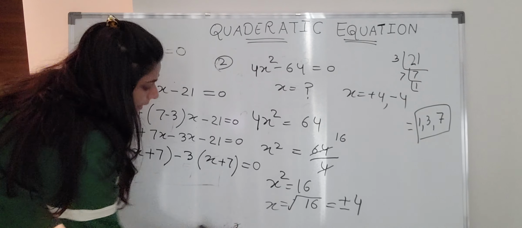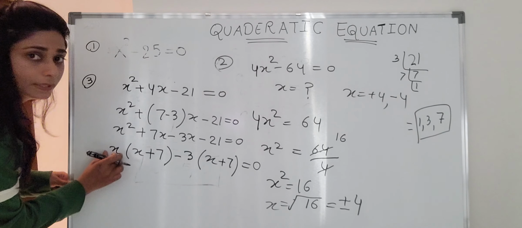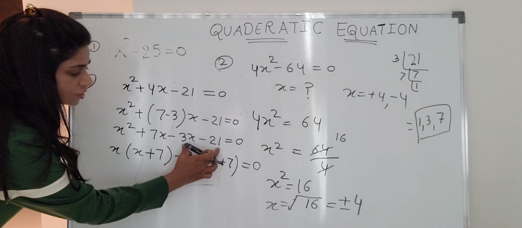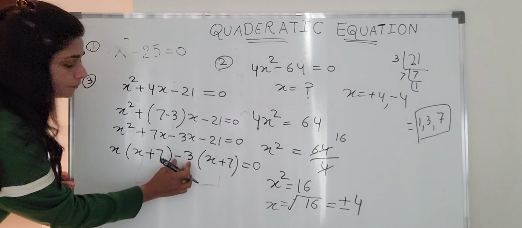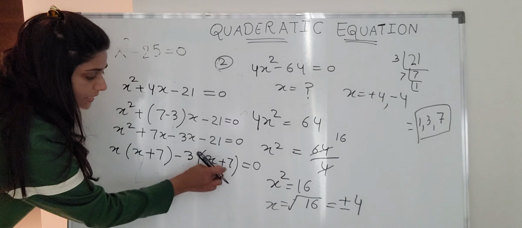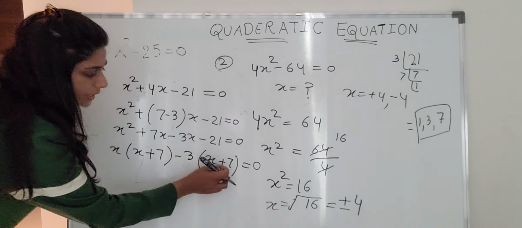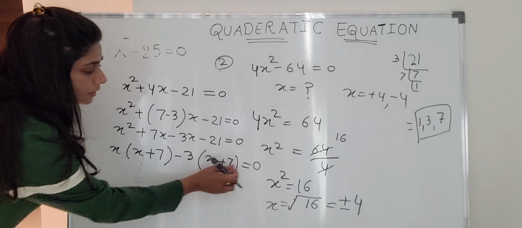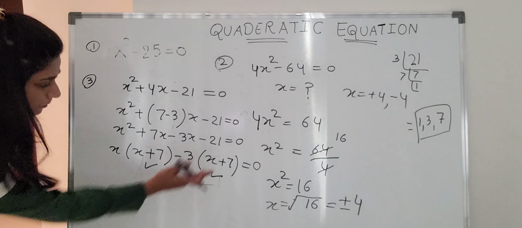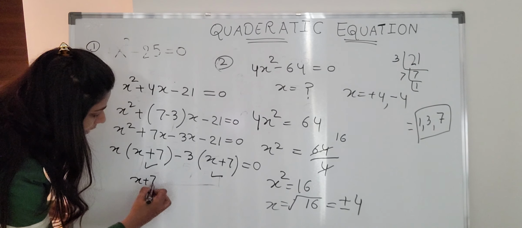Got it? How did we do it? I am repeating again. From these two we took x common, inside x plus 7 is left. From these two we took minus 3 common, then here this x is left, plus 7. 3 sevens are 21 and minus we took outside, that's why we are writing plus 7. Now this x plus 7 is common in both, in the full equation. So we take x plus 7 outside.